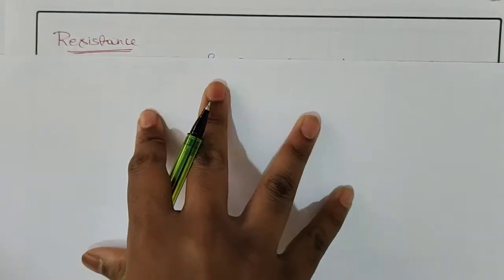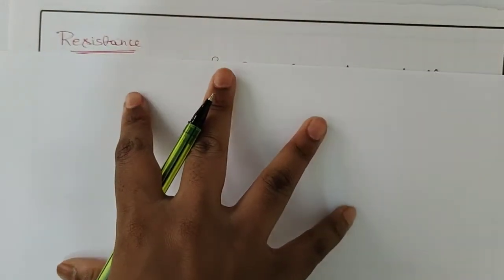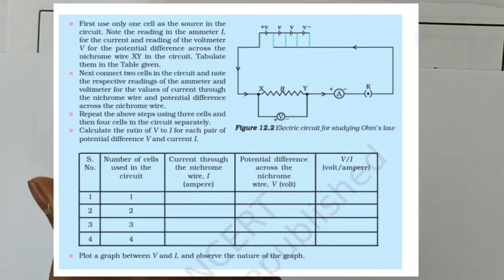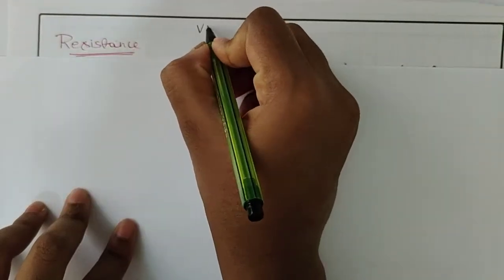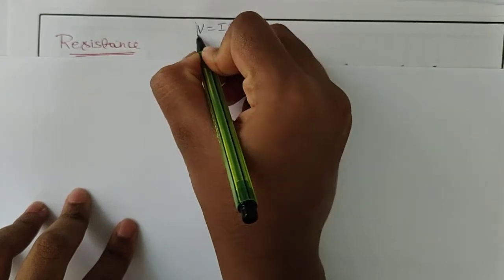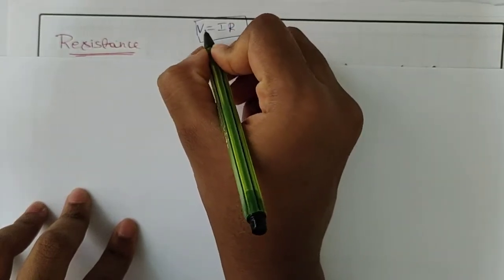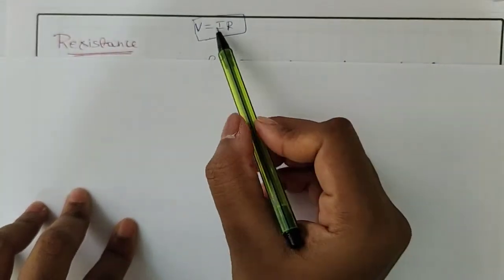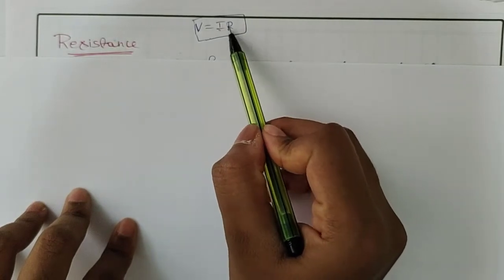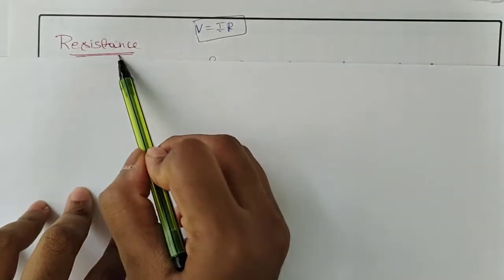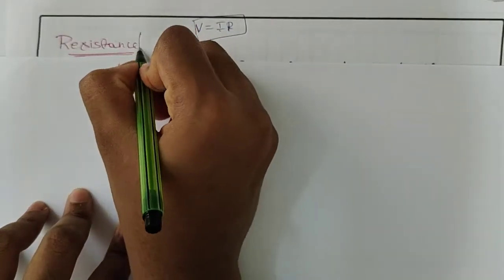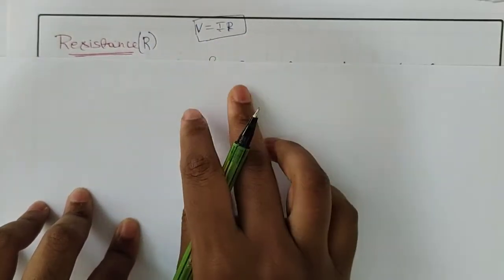Good afternoon, dear students. In the last class, we learned what Ohm's law is based on an activity, right? In Ohm's law, we also learned one equation. What is that? Ohm's law is nothing but V is equal to IR, correct? This is what we learned from Ohm's law. V is the potential difference, I is current, R is resistance, and I told you that resistance will be our next topic. Resistance is denoted by capital R.